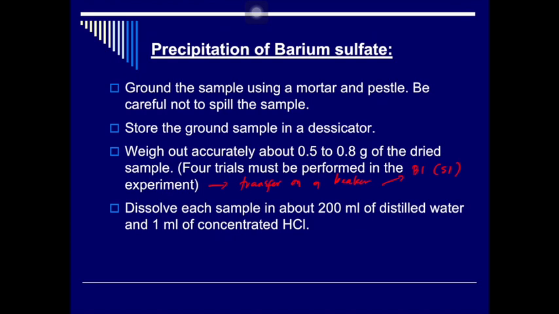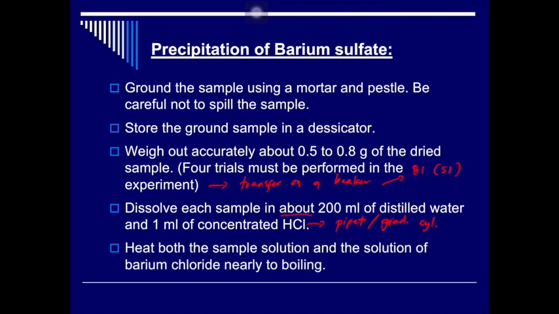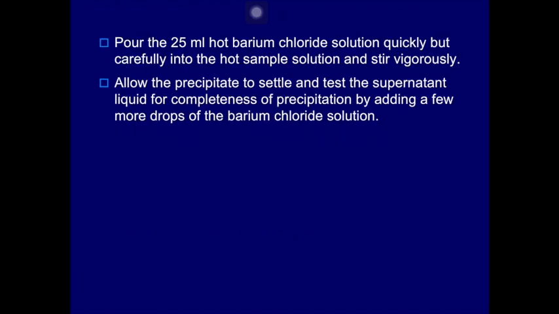So after transferring it on a beaker, dissolve each sample in about, take note, it's only about 200 ml of distilled water and 1 ml of concentrated hydrochloric acid. For this one, you can use either a pipette or graduated cylinder. Heat both the sample solution and the solution of your barium chloride nearly to boiling. How to do it? You can do it using your Bunsen burner. Okay, so these are the steps for your precipitation.